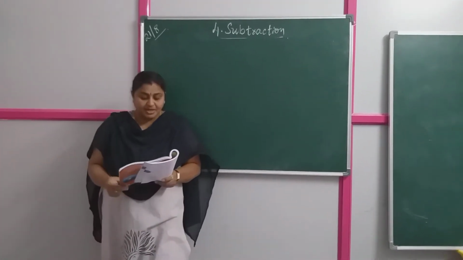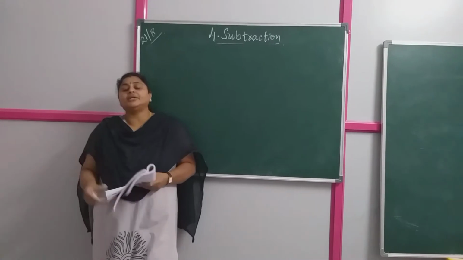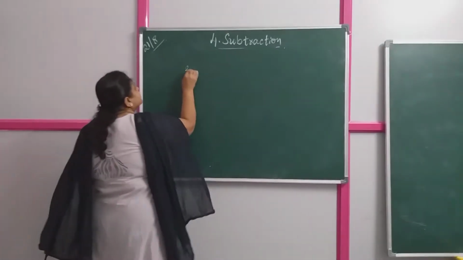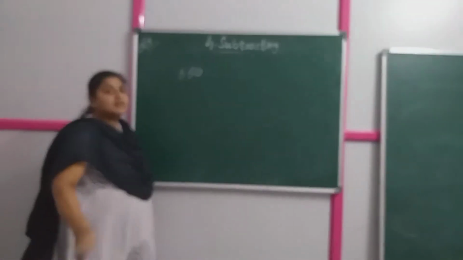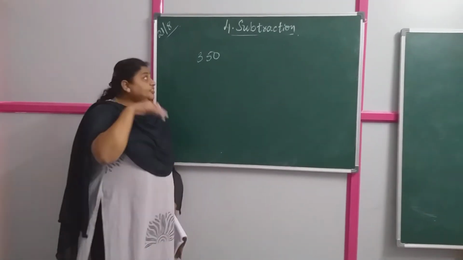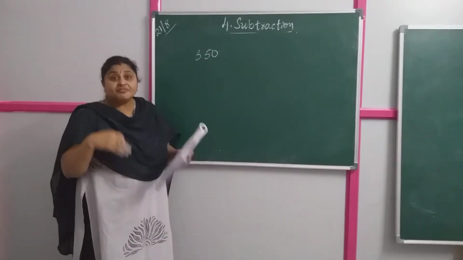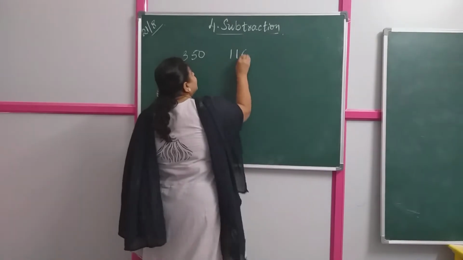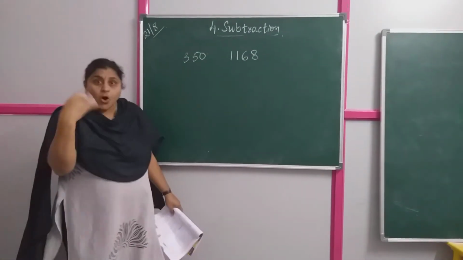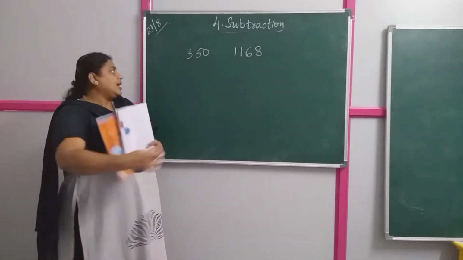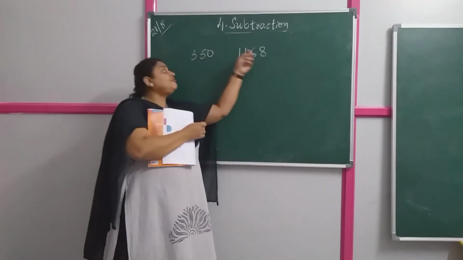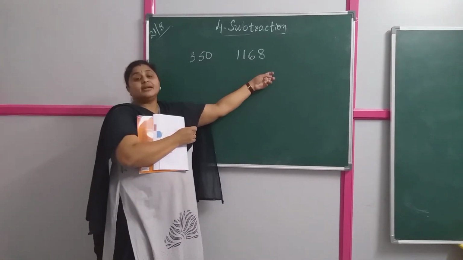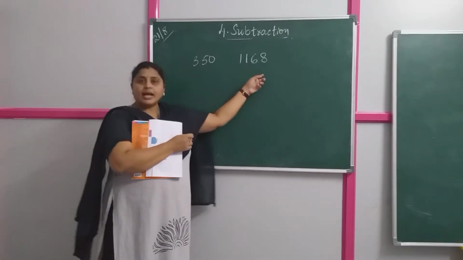Now what is the problem given? How many cars came to the lot? First, 350 cars. So first we received 350 cars for parking, right? After 350 cars, a few more cars have come. How many? 1168 more cars have been added. Apart from 350, a few more cars have come. It means, total how many cars are there? We need to add these two numbers.